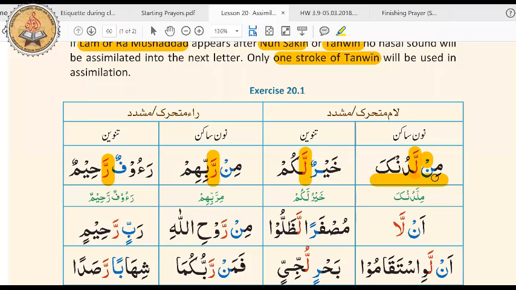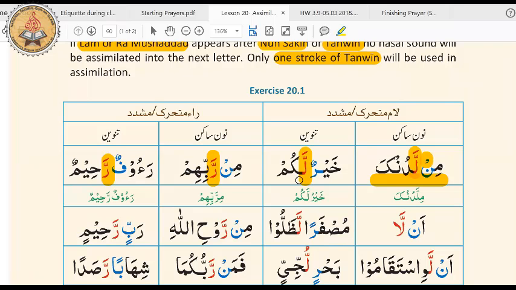Excellent. So you realized before you were pronouncing the noon, and like I said over here, idgham kamil takes place, and that means this noon sound will be ignored. It will not be produced. So you would straight join the meem with this lam, isn't it? Yeah. So excellent, you did that well. Try the next box.